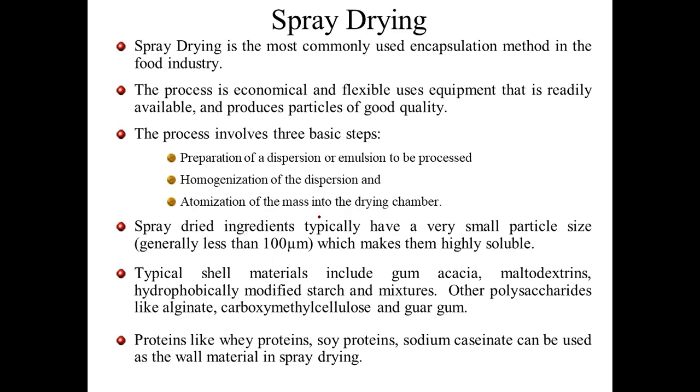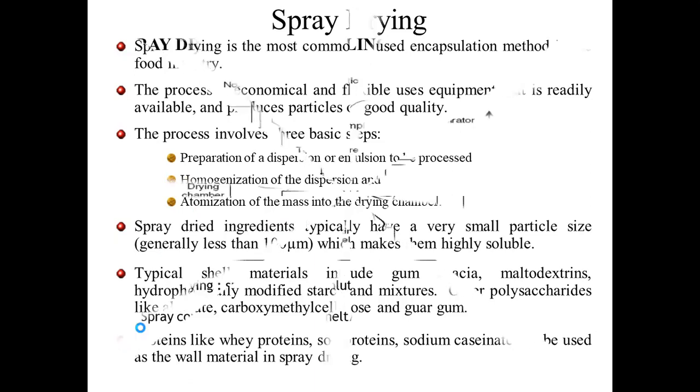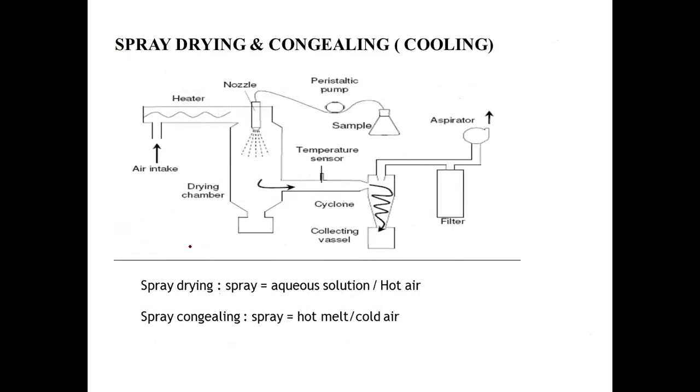So shell materials include gum acacia, maltodextrins, hydrophobically modified starch, and mixtures. Some other polysaccharides are also used, like alginate, carboxymethyl cellulose, or guar. Proteins like whey proteins, soya proteins, and sodium caseinate can be used as the wall materials in spray drying. So this is the process where the spray drying and the spray congealing process will be carried out.